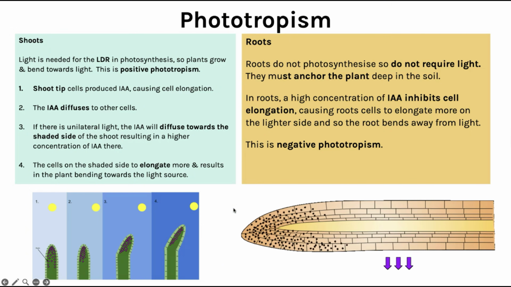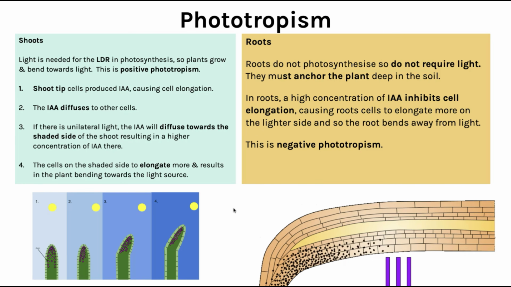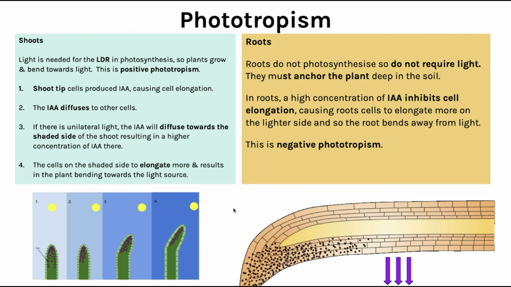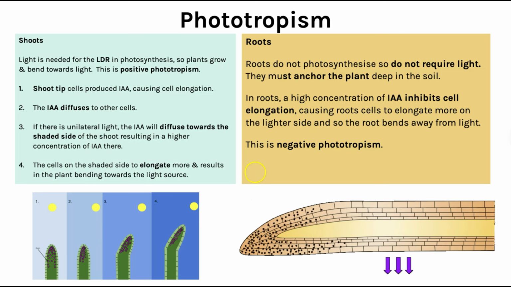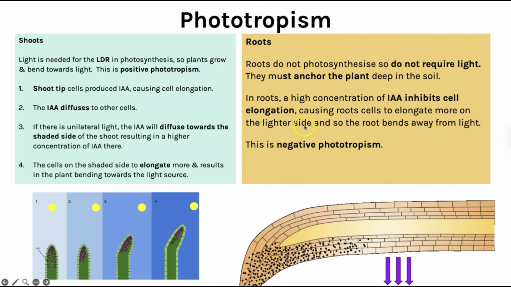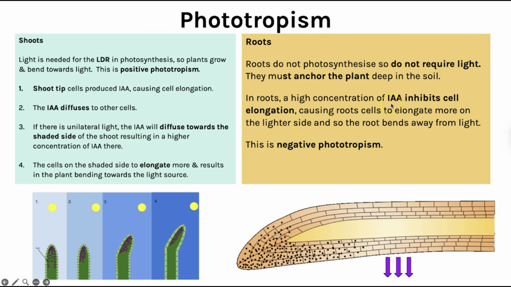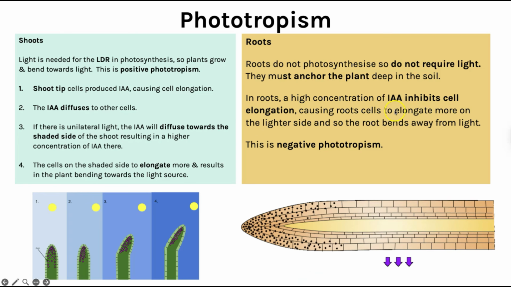So it's longer and it bends over towards the light source. The roots don't photosynthesize, they don't have chloroplasts and chlorophyll, so they don't require light energy. So there's no advantage of growing towards the light source. And instead, there's actually an advantage to grow away, because that means the roots are anchoring the plant deeper into the soil. And in the roots, if cells are exposed to a high concentration of IAA, that inhibits cell elongation.